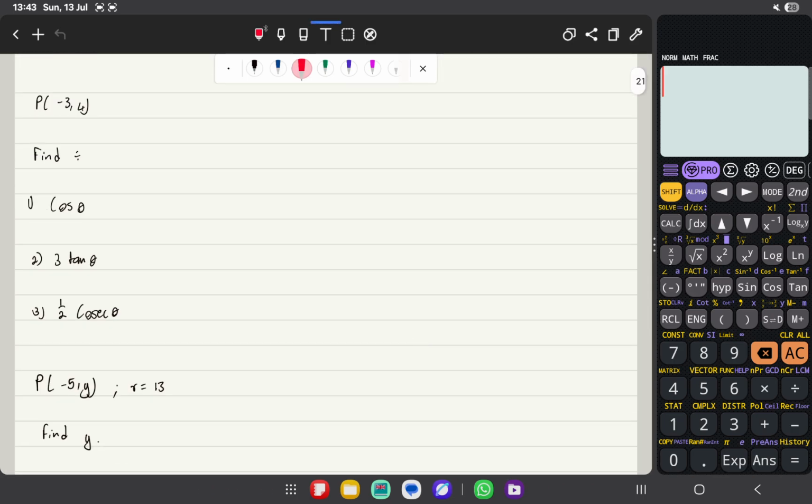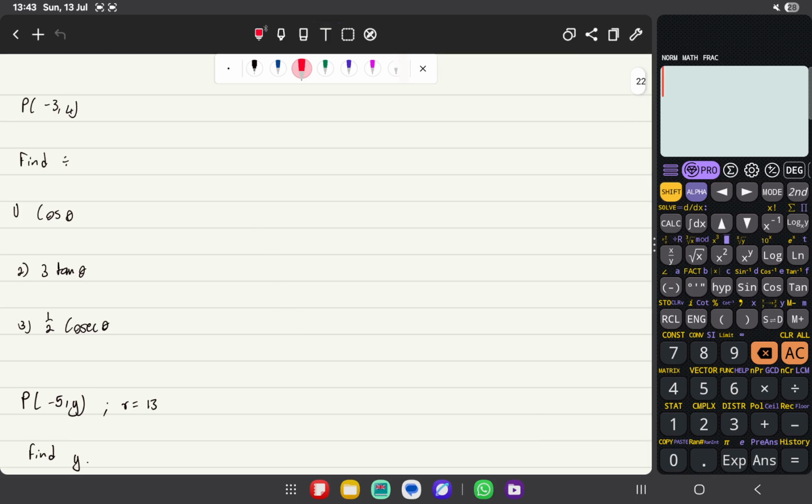Let's see. We have P, which is minus 3 and 4, right? And then we have to find cos theta, right? And here, look, you can draw the triangle on the Cartesian plane. It is going to help you. But say, for example, you already know them by heart. You know sine is y over r.